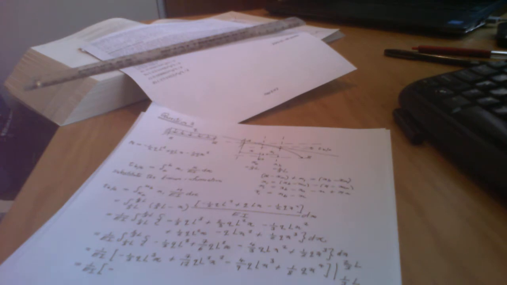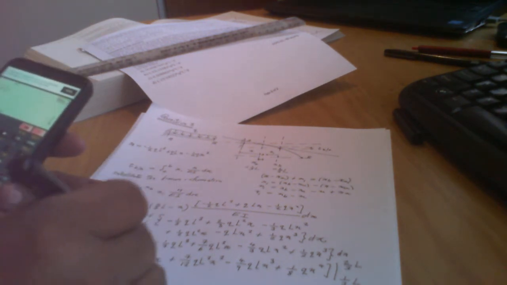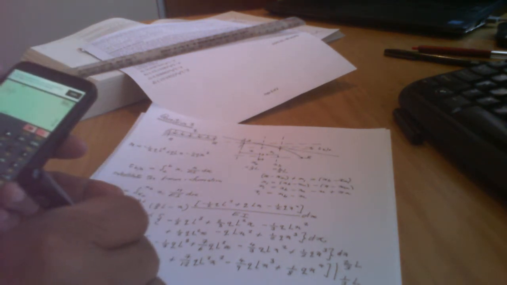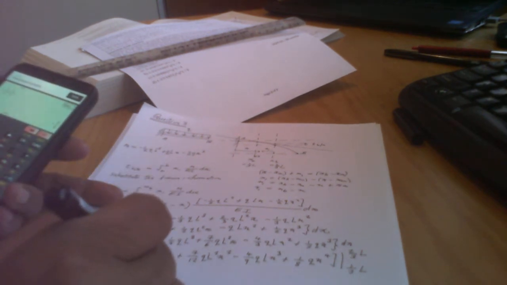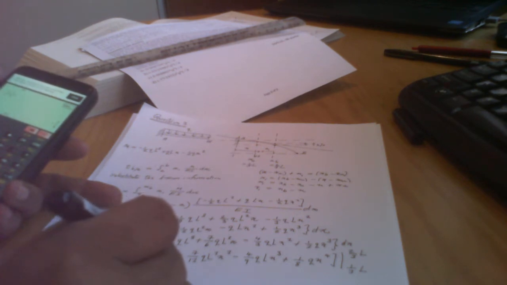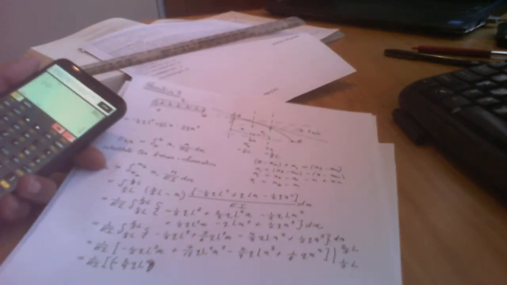Minus 1 over 3 times 2 over 3, which would be minus 2 over 9. Minus 2 over 9 QL to the 4th power. Alright, minus 2 over 9 QL to the 4th power.